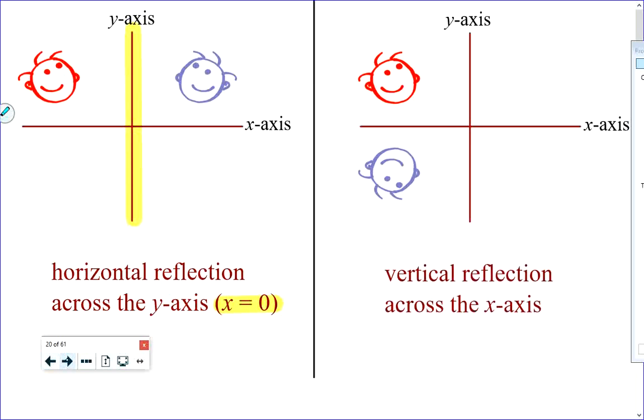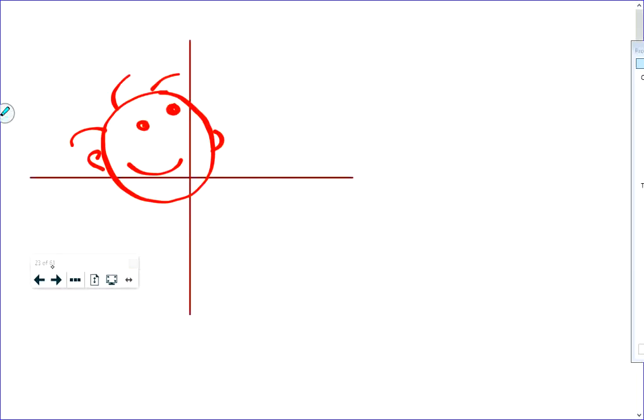A vertical reflection is what you're looking at on the right, and that's across the x-axis. There's the x-axis. What's the equation of the x-axis? Well, every point above the x-axis has a positive y value, and every point below has a negative y value. So the equation of the x-axis is y equals 0. And you need to sort this out. Okay. All right. What's an invariant point?